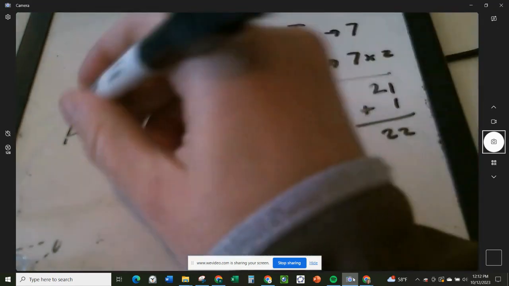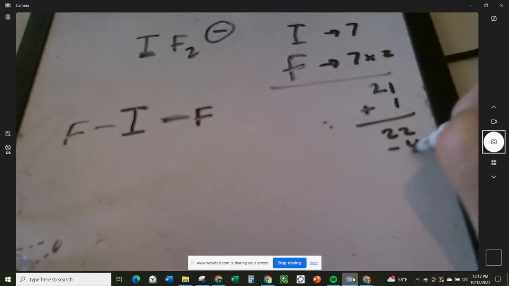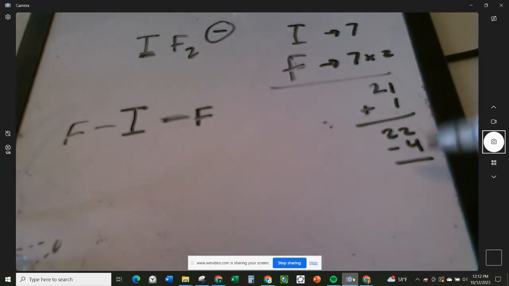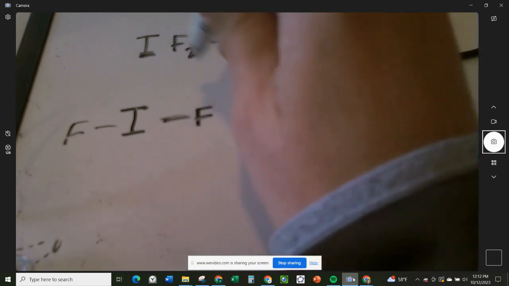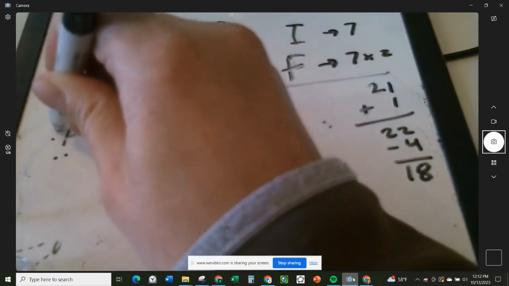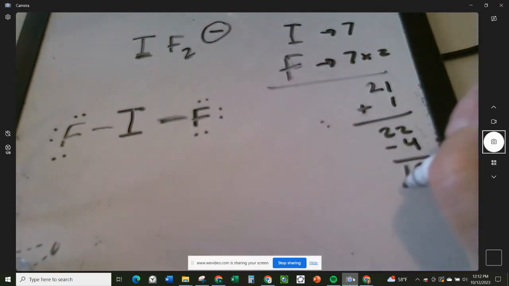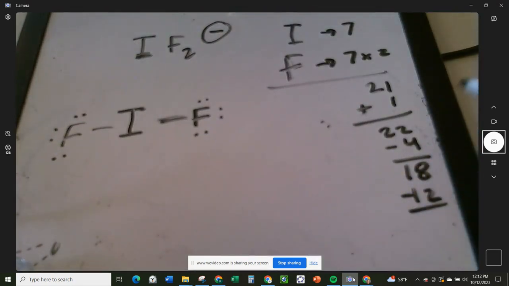All right, so I'm just going to put the fluorines on opposite sides. So I've just used 4 electrons. So 22 minus 4, we're back down to 18 electrons. And then I'm going to start filling them around the fluorines to fill up the octets. So 2, 4, 6, 8, 10, 12. I just used 12 electrons up. Now I have 6 electrons left.